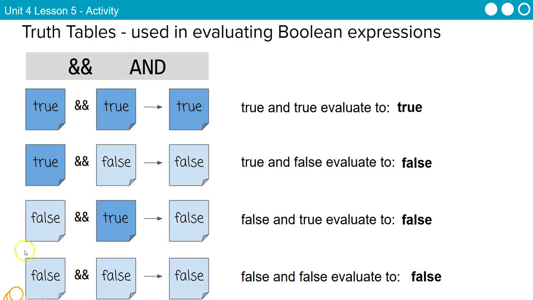So again, I would write this down on some note paper somewhere because you kind of have to memorize these. But just at the end of the day, for the AND truth table, remember, the only way for the entire expression to be true is if the left side and the right side are true.